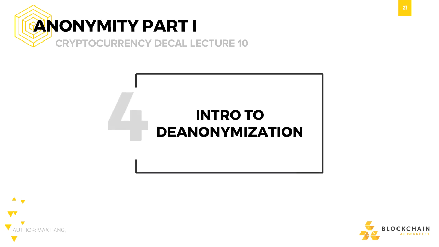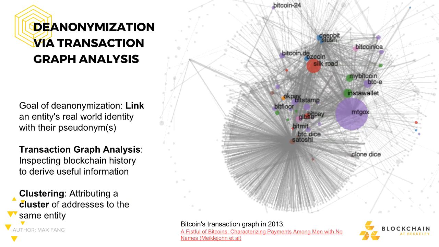Okay, so now I'm gonna cover de-anonymization, which is all the ways that you can de-anonymize, say, the Bitcoin network. We always study Bitcoin because it's the simplest example, easiest to understand. You should be thinking about how we can generalize this to other blockchain systems as well.